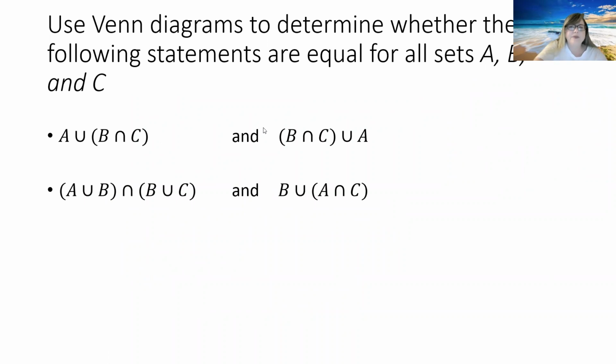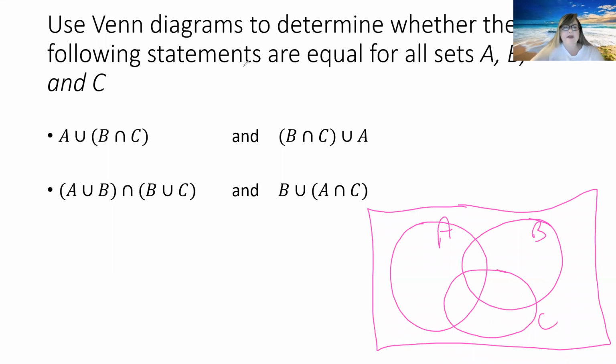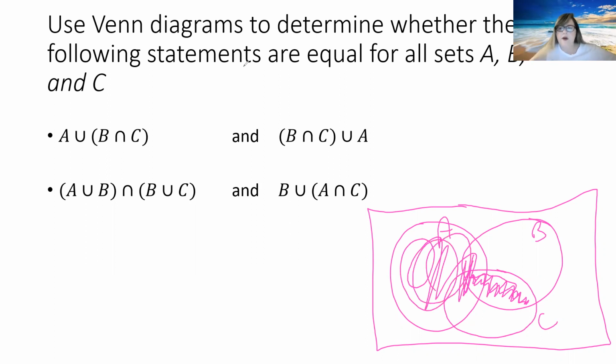Let's look at it. So if I have a Venn diagram, A, B, and C, and if I do A, okay, so let's start with the parentheses and work our way out. B and C is the intersection of B and C. So where they overlap for B and C would include this. Or A would be everything that's in A. All of this.